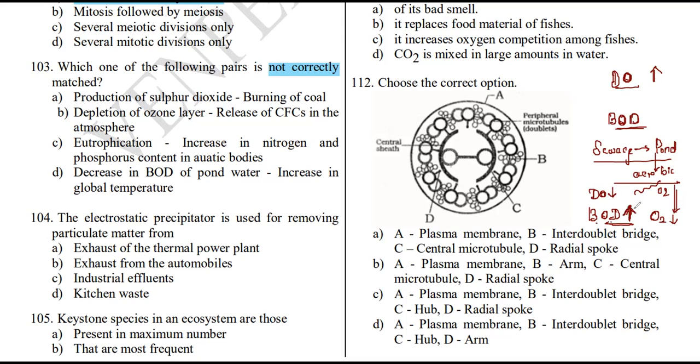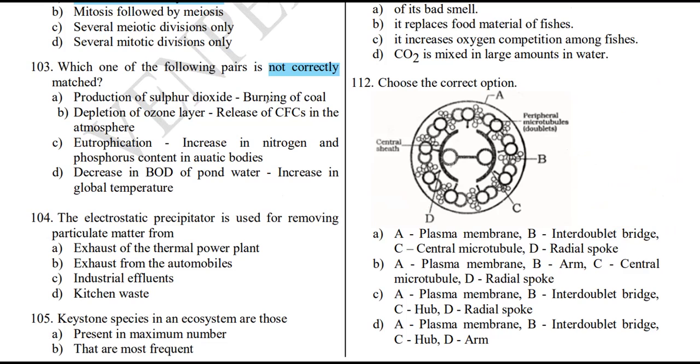Biological oxygen demand increases when there's pollution. So you have to remember the BOD increases when there's pollution. The BOD value decreases when they are free from pollution. Okay, yes. So now we see this one. A decrease in BOD of pond water. Suppose the BOD decreases, which means there is not any kind of pollution. Will there be an increase of temperature? No. Temperature has nothing to do with it. So this is going to be a wrong statement.